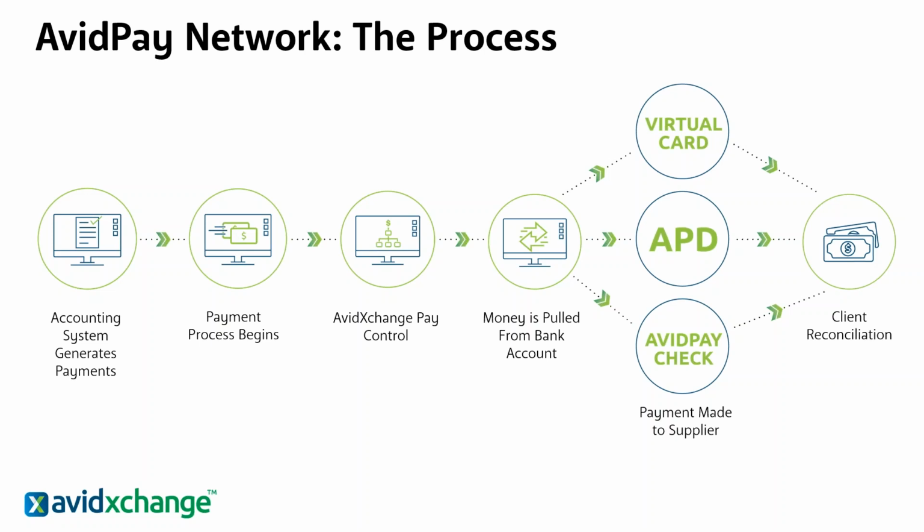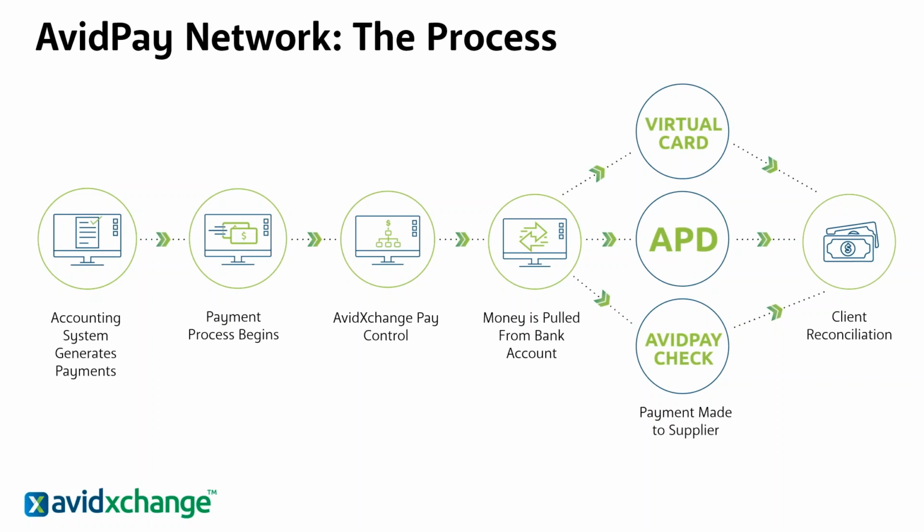So again, as we talked about earlier, maybe it's a check for $10,000 or more, and it has to be signed by both the CEO and CFO or controller or principal, whoever the higher-ups are in your organization. Once they approve that and it's gone through the pay control process, we then pull the money from the bank account, and then we begin making payments to your suppliers.